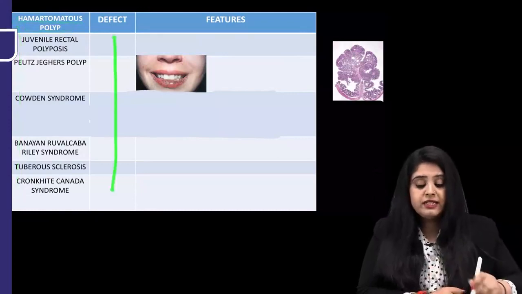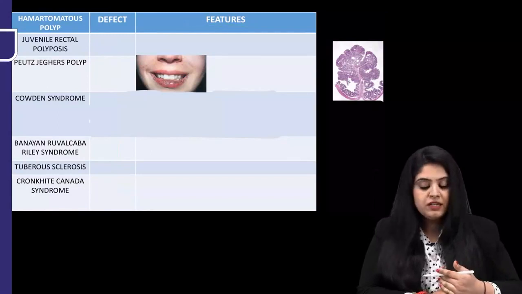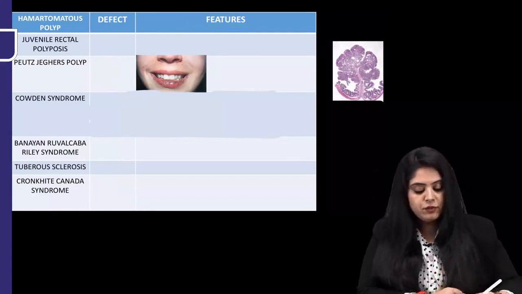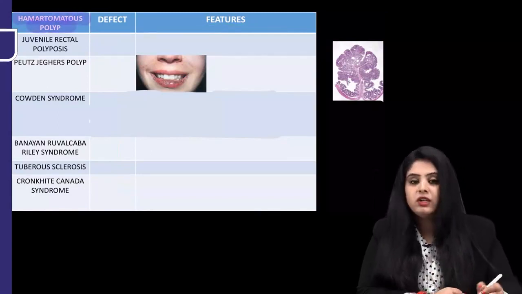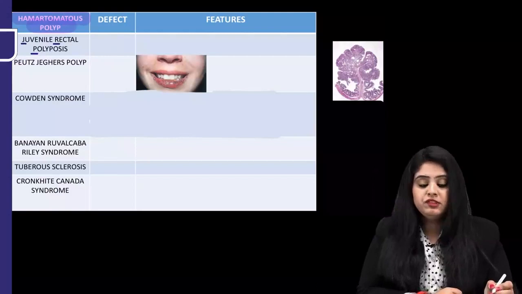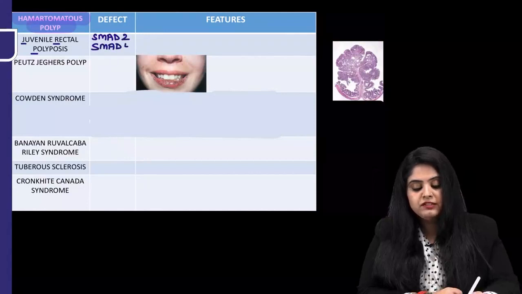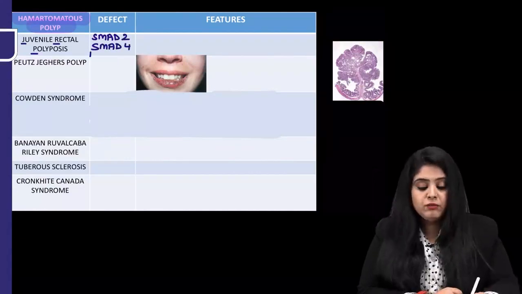I'll tell you their genetic defects, and whatever photos I have, I'll keep scanning through those. Okay? So let's get going. When I say the first one, I'm talking about hamartomatous polyps, and the first one is JRP, juvenile rectal polyposis. Please note, in juvenile rectal polyp, the defect is going to be SMAD2, SMAD4, and also one more if you can learn, BMPR1.